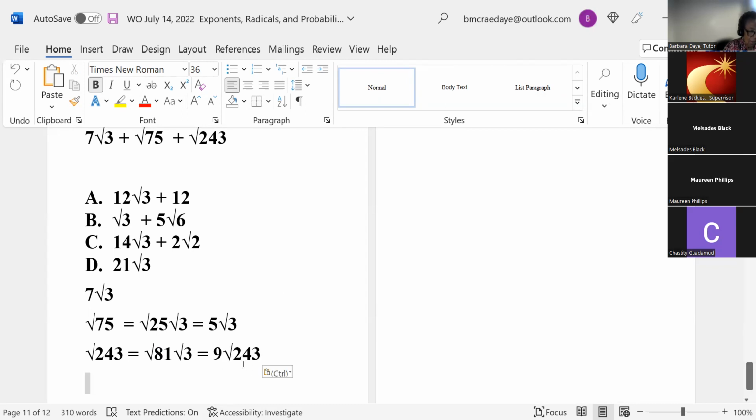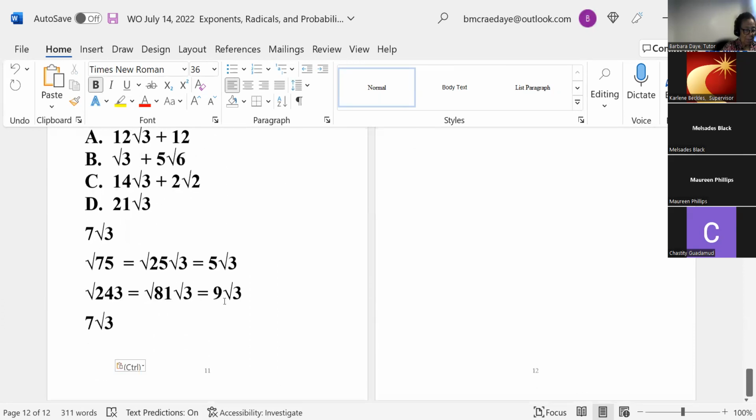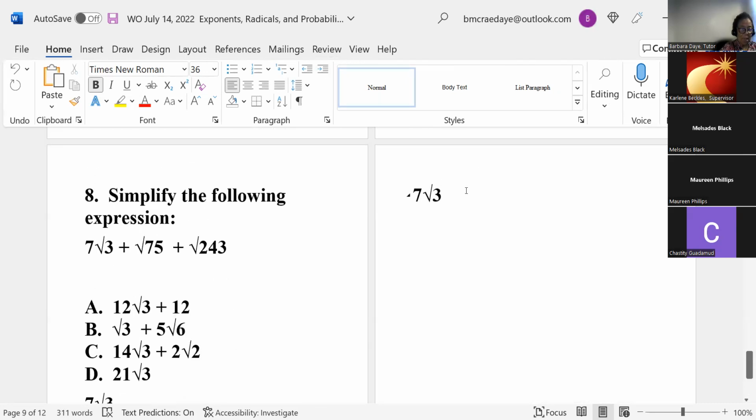Okay, now add those up. Add the coefficients. So we have 7. I'll put it here because you're going to add these up since they have the same radical. So that would be 7, let me bring this to the next 7. And we have what, 5 plus, that's a 5 times the square root of 3, right?